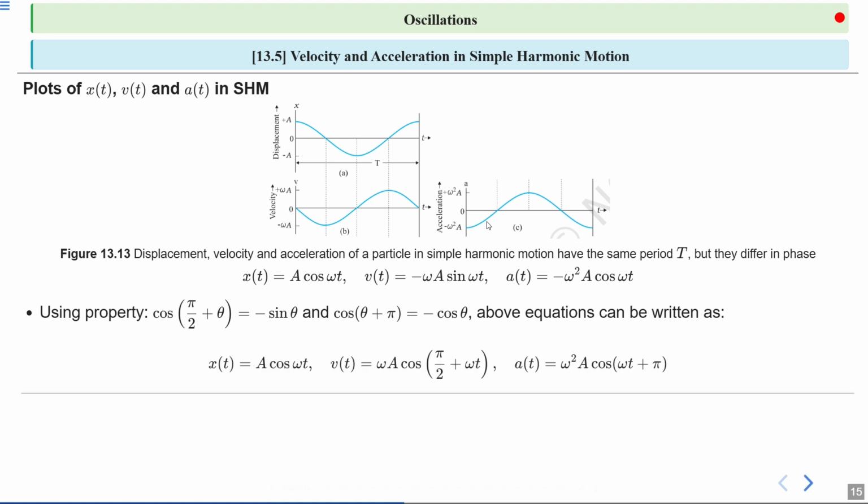x of t is equal to a cos omega t, v of t is equal to omega a cos of pi by 2 plus omega t, and a of t is equal to omega square a cos of omega t plus pi. Alright, in other words, when displacement is at its maximum, acceleration is at its minimum, and vice versa. This phase relationship is fundamental to understanding how energy moves back and forth in a system.